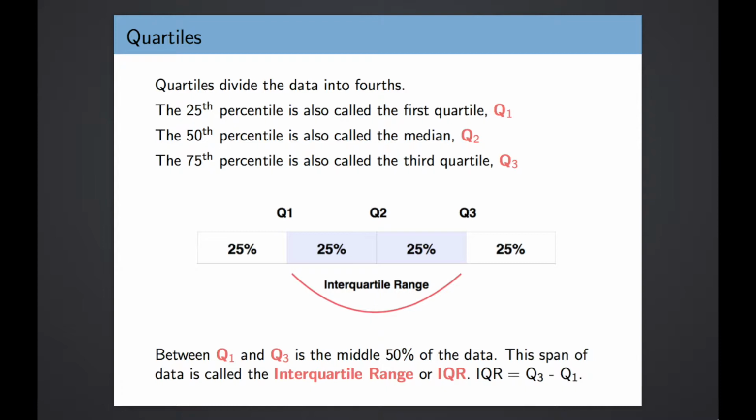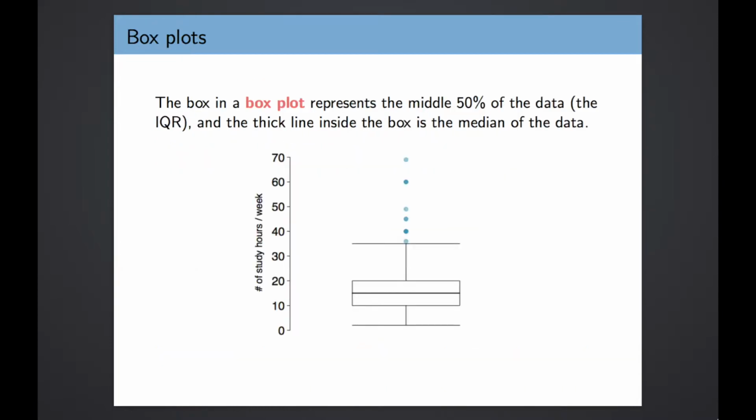In between the first and the third quartile is what's called the interquartile range, or IQR. In between Q1 and Q3 is the middle 50% of the data. One way of graphically representing numerical data is to use what's called a box plot. A box plot gives us a lot of information about the distribution of our data.